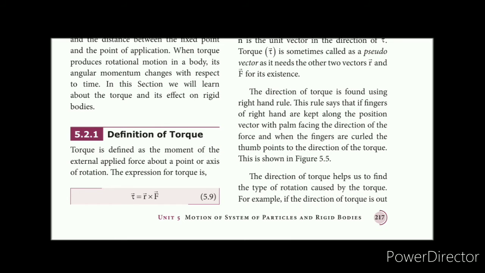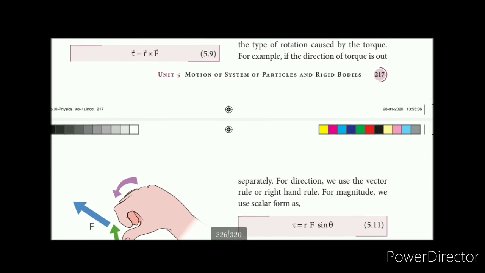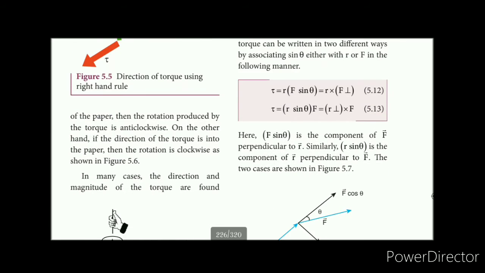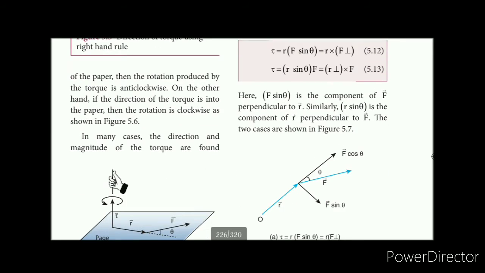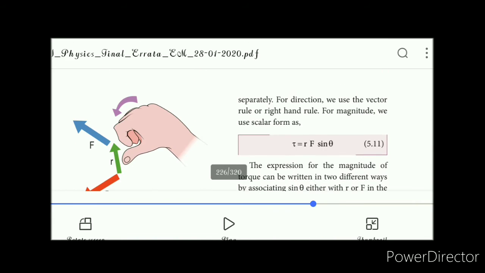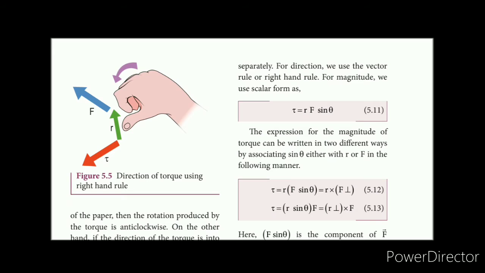So the direction of the torque helps us to find the rotation caused by the torque. For example, if the direction of the torque is out of the paper, then the rotation produced by the torque is anti-clockwise. Note it down. The rotation produced by the torque will be in the anti-clockwise direction. In many cases, direction and magnitude are found separately. For direction, we use the vector rule or right hand rule. For magnitude, we use the scalar form: tau equals r F sin theta.